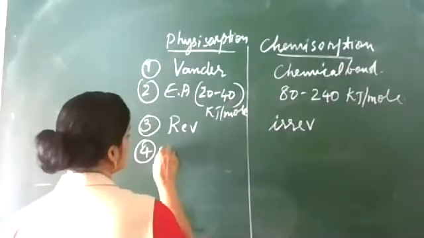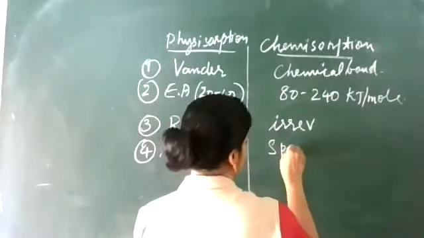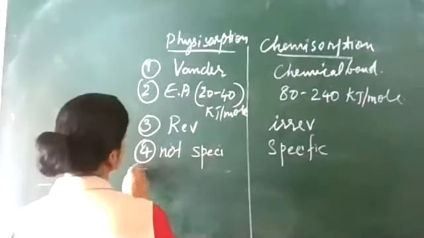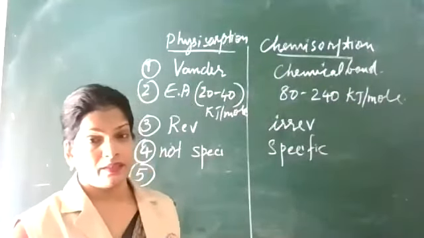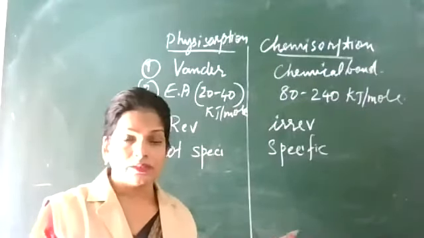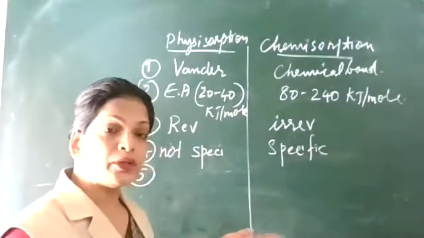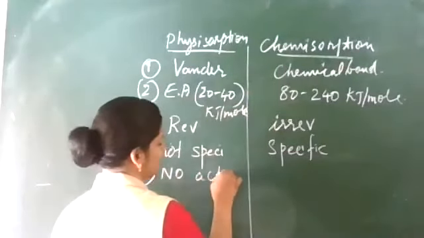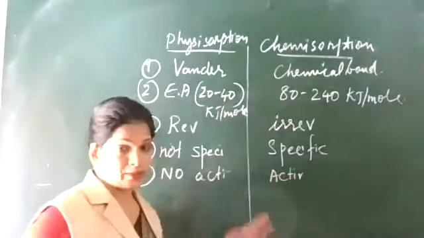So physisorption is not specific. Chemisorption is specific. Next is activation energy. In physisorption, there is no need of activation energy, but in chemisorption, since a chemical reaction is taking place, you have to give activation energy. In most cases, you have to give activation energy. And here, activation energy means you may have to heat.